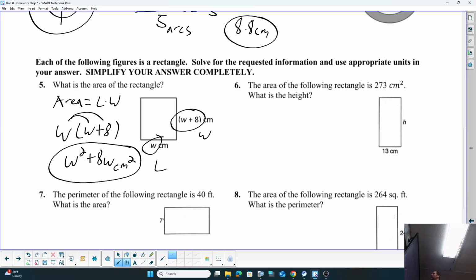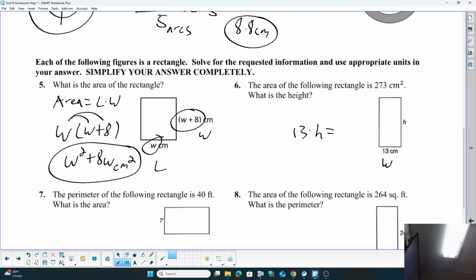Cool. So the area of the following rectangle is 273 centimeters squared. What is the height? So go ahead and solve this one. 13 times 8. They give you the length, the width. What do they give you? They give you the area. What is the height?